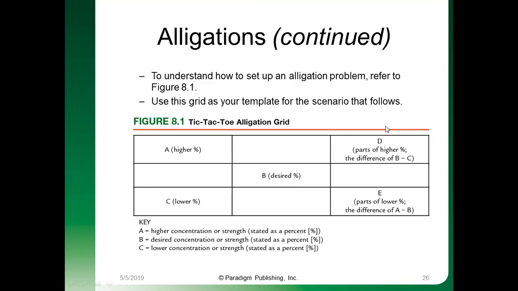Then section D is the parts of the higher percent strength. That would be the difference between section B and C, so you subtract B minus C. And in section E, you want the parts of the lower percent, so you want the difference of the higher percent minus the desired strength, A minus B.